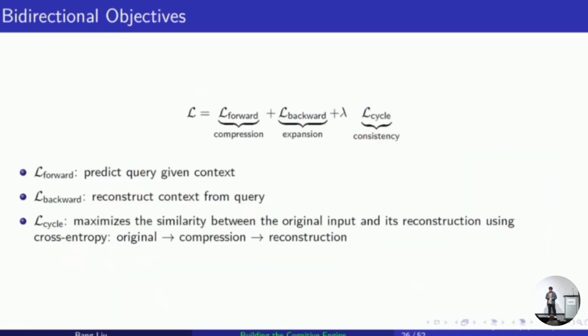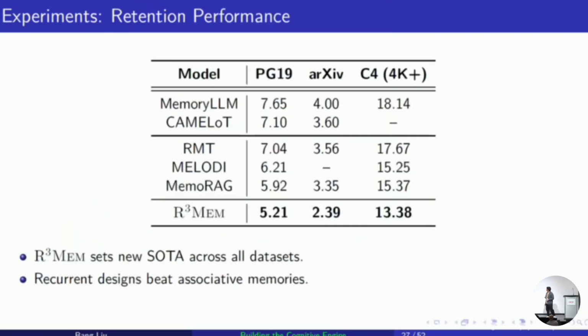This is the loss, which is for the forward generation, like from query to document, and from document to query, so forward and backward, and the cycle loss, right? We want to maximize the consistency between the recovered context and the original context. So this is the loss design. And we have achieved a good performance.